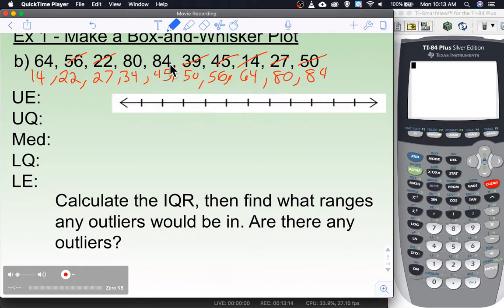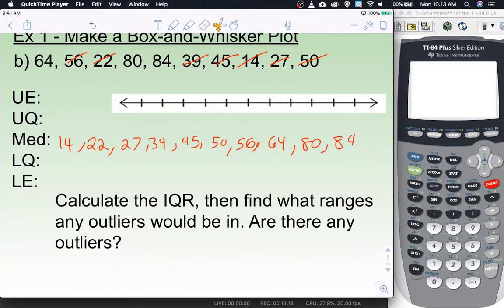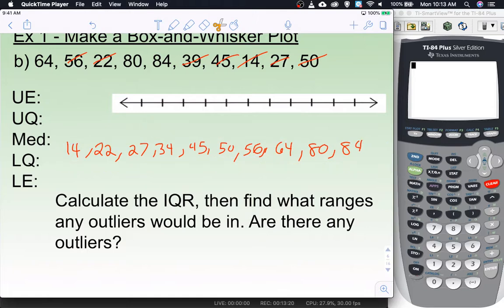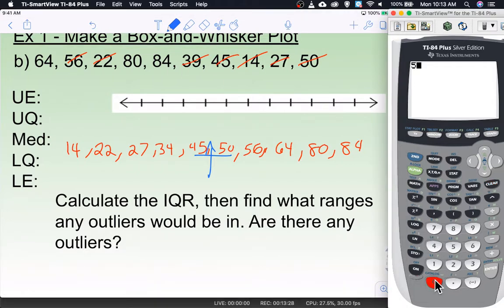So the actual median here, there you go. The actual median is halfway between those. So halfway between 50 and 45, add them up, divide by 2, gives you 47.5. That is your median.